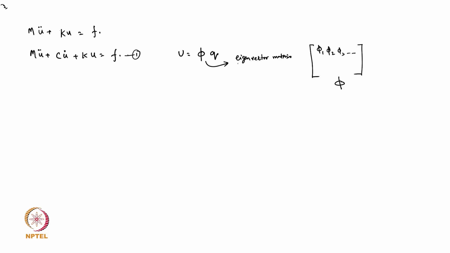Now if we put that change here, it becomes M phi q double dot plus C phi q dot plus K phi q equal to F. F we are not changing anything. F is the force applied on each mass. We have just put it in terms of q instead of u. If I check the dimensions, u is n cross 1, phi is n cross n, and q is n cross 1.